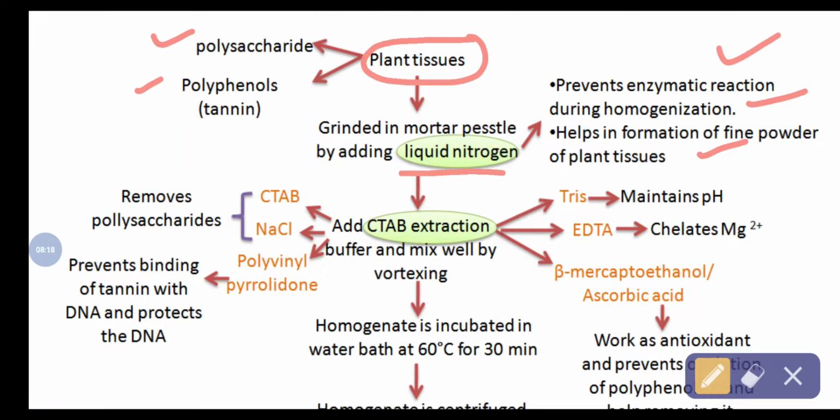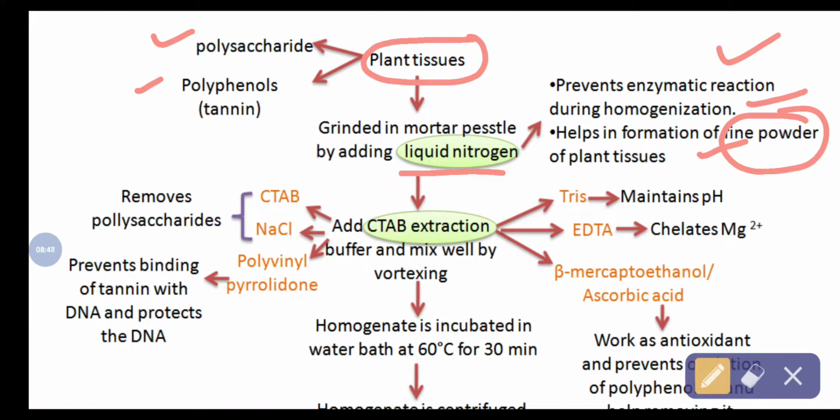Now when we add liquid nitrogen to our ground tissues, the tissues become frozen, and when we grind further, a fine powder will be created of those tissues. So for creating a fine powder of plant tissues, we require the liquid nitrogen. So this is the role of liquid nitrogen here. Okay, now grinding is done. We got a powder form of our plant tissues.